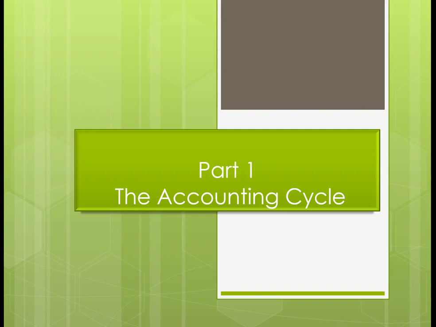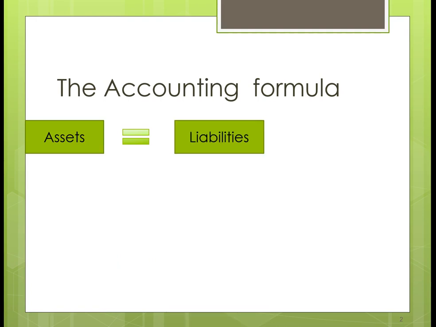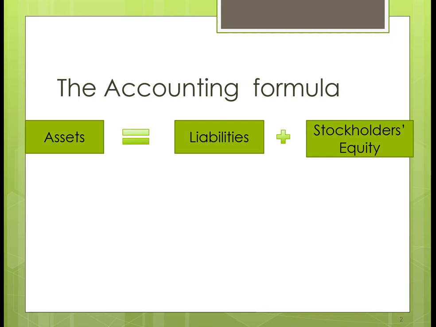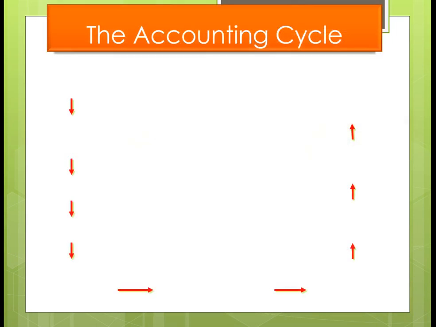Part 1 for chapter 2, the accounting cycle. And there are 2 parts for this chapter. You need to memorize the accounting formula, or make sure you memorized it, which is assets must always equal liabilities plus stockholders' equity. You also need to remember the accounting cycle.